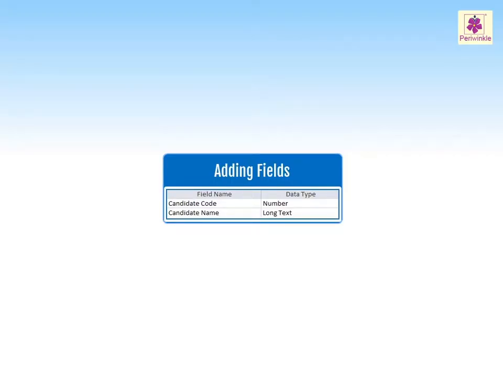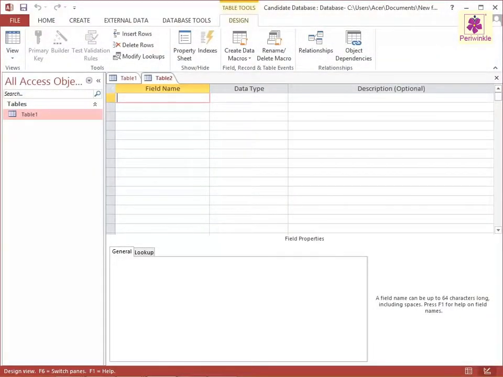Let's learn how to add fields in the table in MS Access. To add fields, open Table 2 in MS Access. Now, in the Field Name column, enter the field name. For example, enter candidate code.